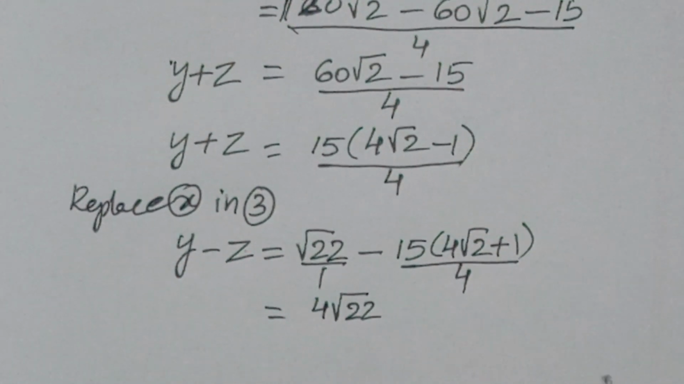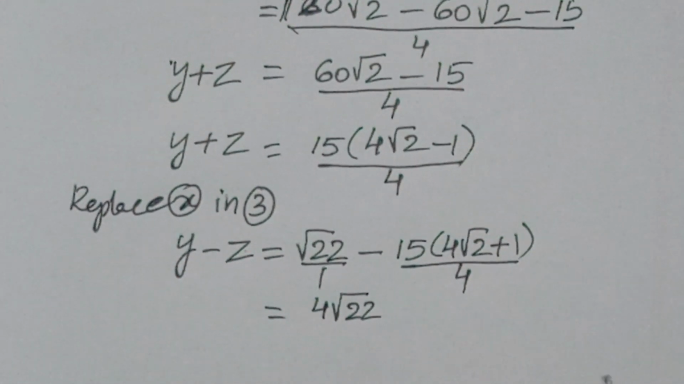So first of all, we are going to the problem. Given x plus y plus z is equal to 30 root 2, let it be 1. x minus y minus z is equal to 7.5, which can be written as 15 by 2, let it be 2. x plus y minus z is equal to root 22, let it be 3.